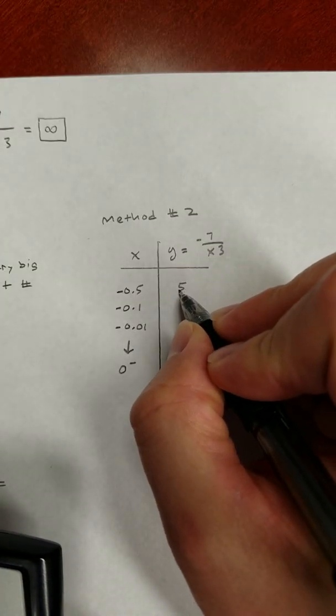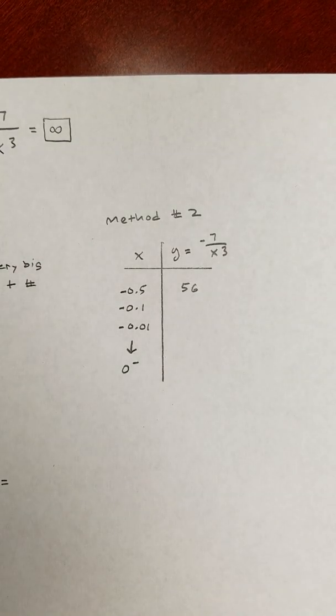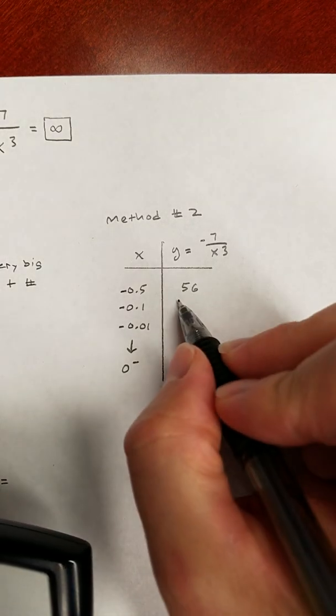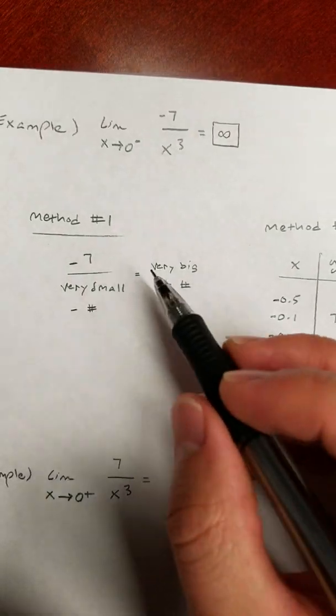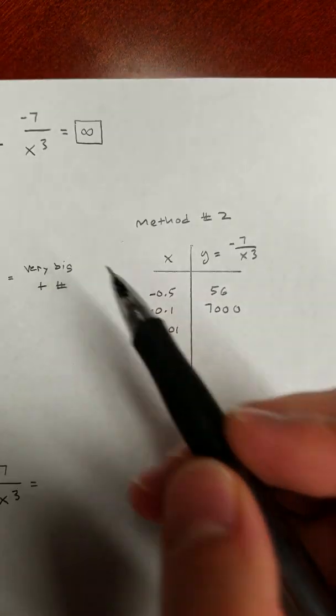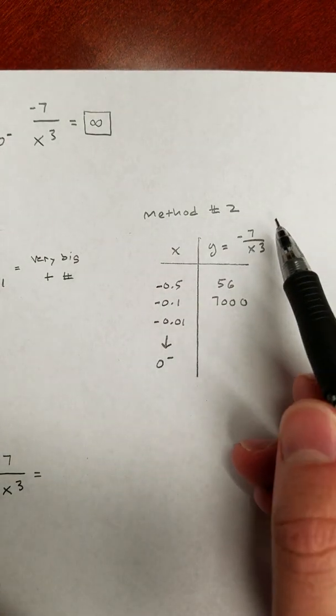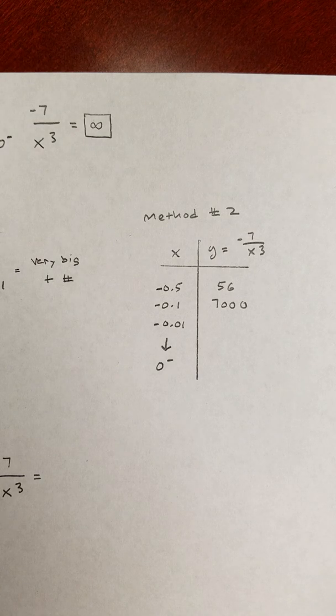Okay, so this is already 56. The second one, negative 7 divided by negative 0.1 to the third power, that's 7,000. Okay, now the prediction I was making was that we would do this and we get very big positive numbers. But it's turning out the smaller number I divide by, the bigger answer I get.